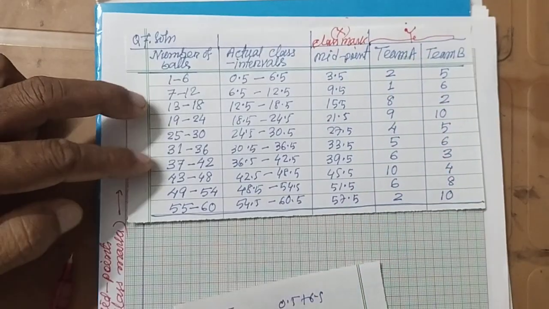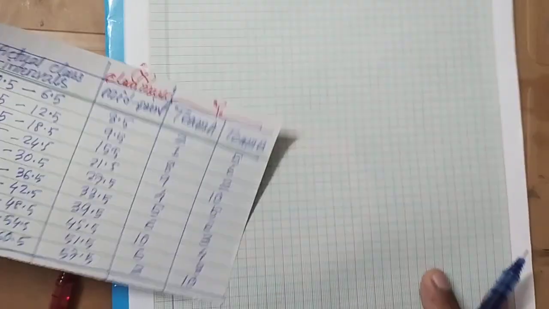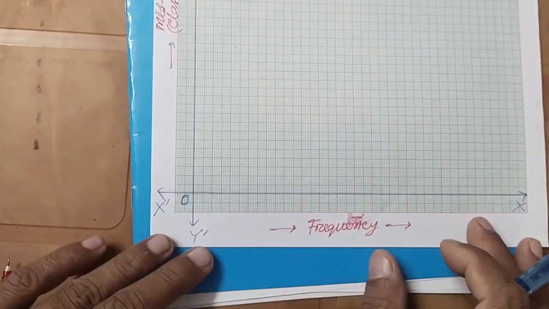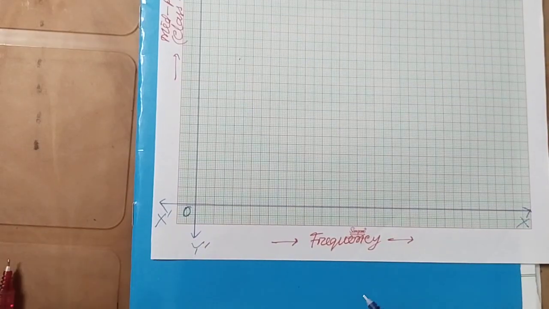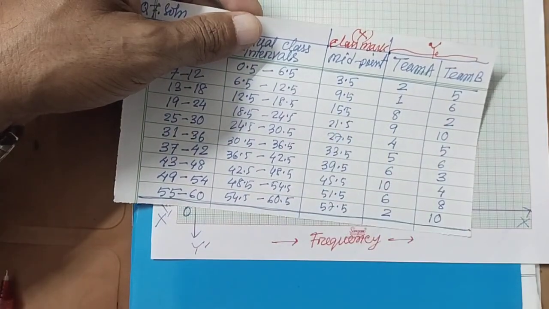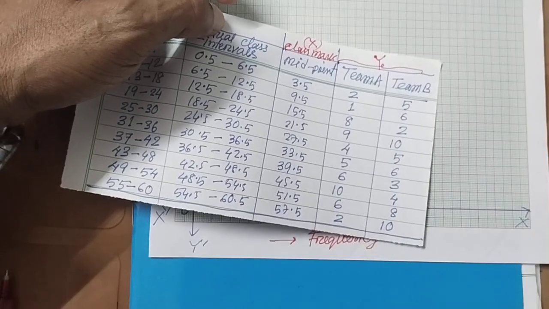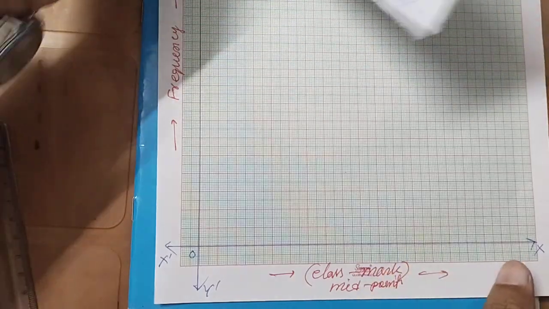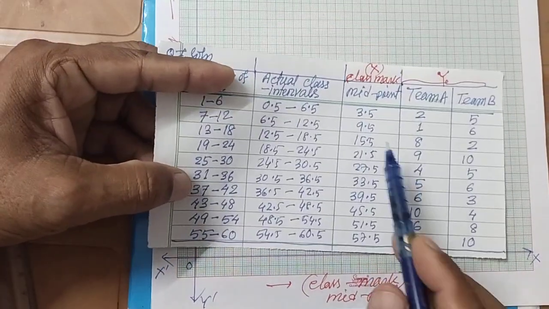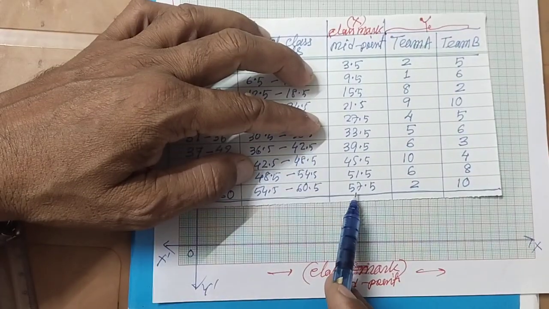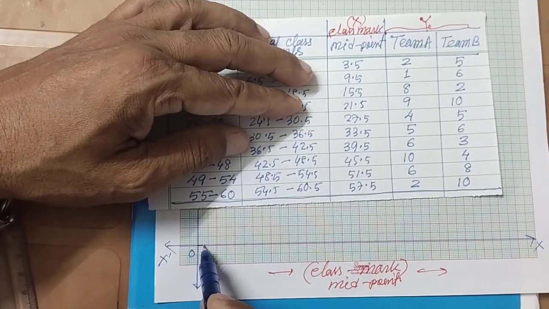Now this is the graph paper. Along x we have to represent frequency. This is a mistake, we have to correct it. Along x what we have to represent? Class mark. So along x we have to represent the class marks, these midpoints. We have to take the scale in such a way that the highest point is accommodated, okay? And we will keep a break here.